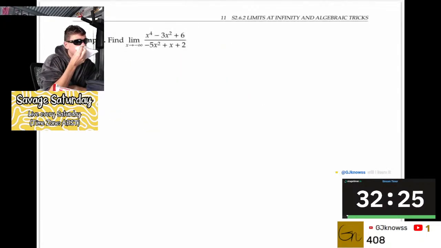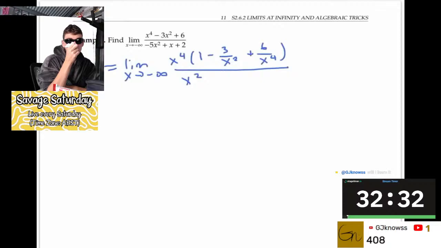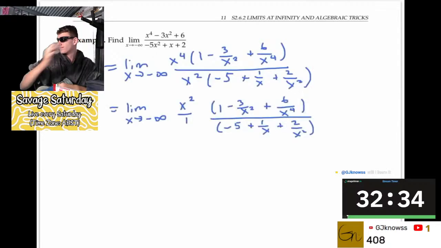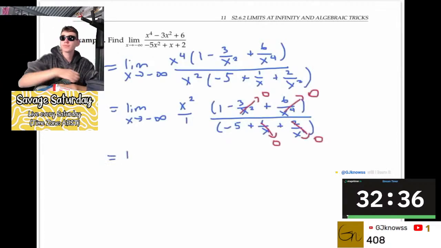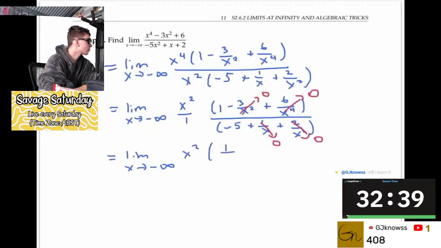In this next example, the highest power in the numerator is x to the fourth, and the highest power in the denominator is x squared. So we factor out the x to the fourth from the numerator, and the x squared from the denominator, and cancel as much as we can. A lot of these pieces are going to 0, so our limit is the same as the limit of x squared times 1 over negative 5.